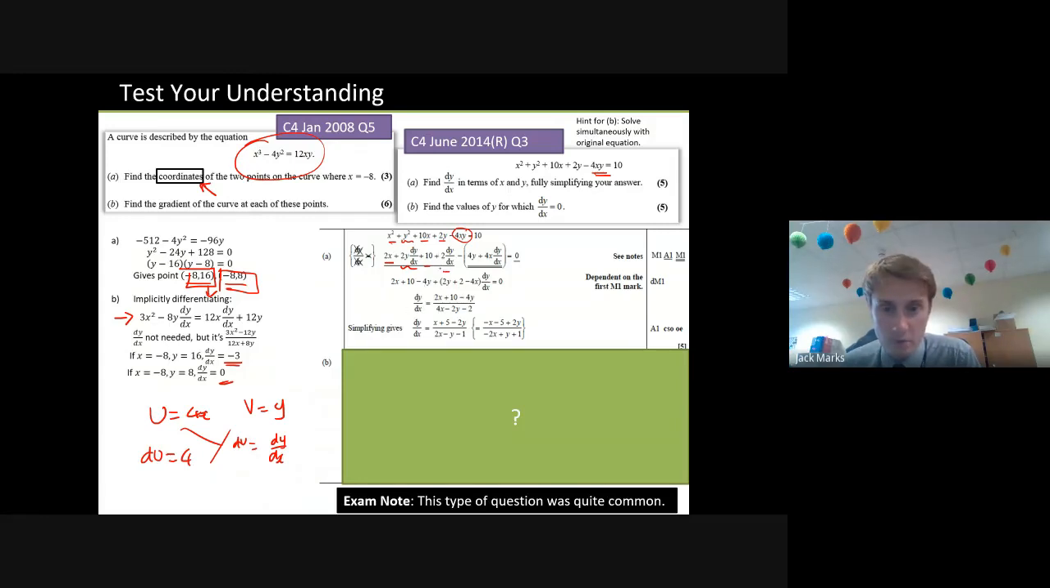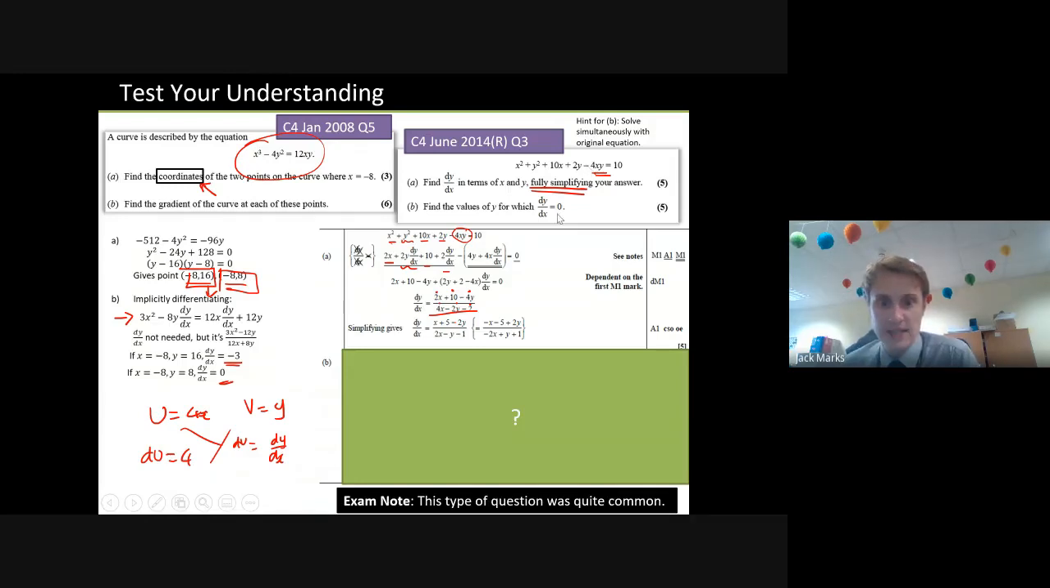You get lots of dy/dx's. You've got to try and collect them together and factorize out. And when you get to dy/dx equals this, fully simplifying your answer. So fully simplifying here, that's about the fact that, look, even. You can divide numerator and denominator by 2.